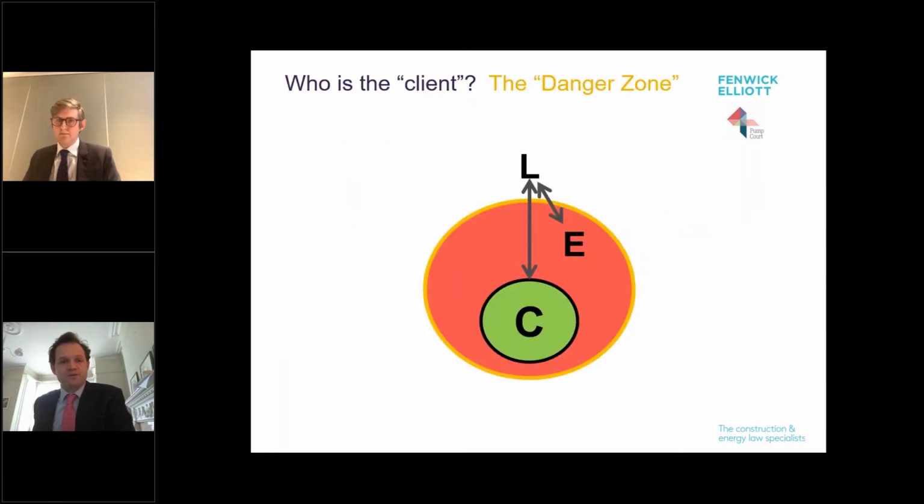So just to demonstrate how this issue plays out, in this slide on the screen, the red circle represents the entire client organisation. So that could be a large PLC company, or indeed any company, but it could include many employees. The C is the group of individuals tasked with obtaining legal advice, and the E is the so-called third-party employees. So communications between the lawyer, external lawyer, and the client as defined will attract legal advice privilege, but any communications between an employee and the lawyer will not attract legal advice privilege.